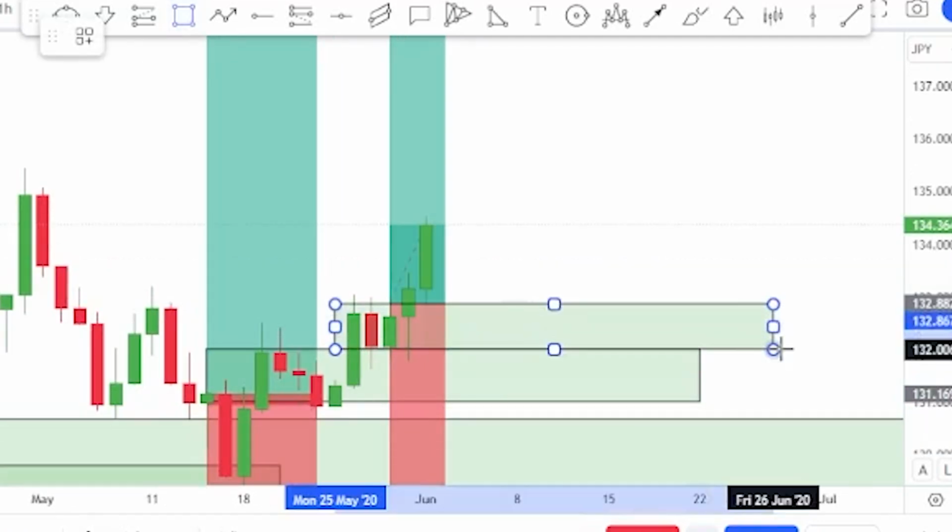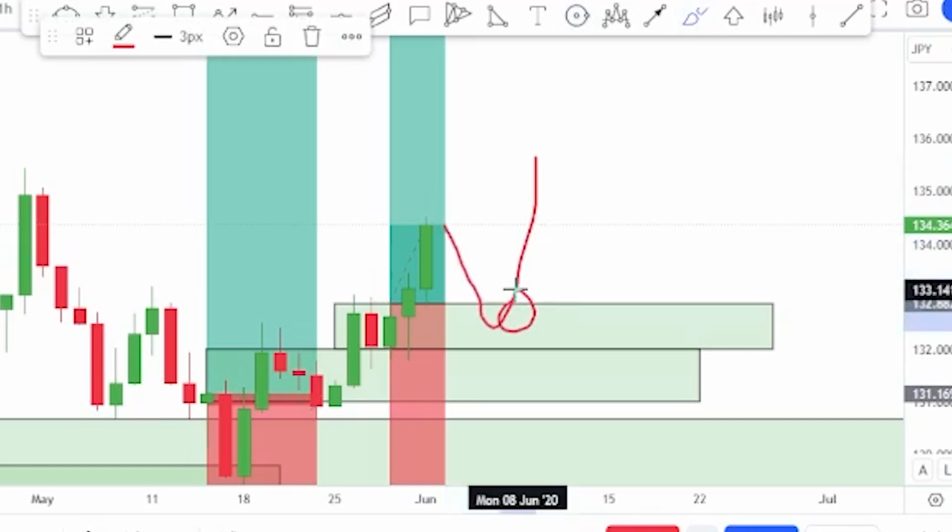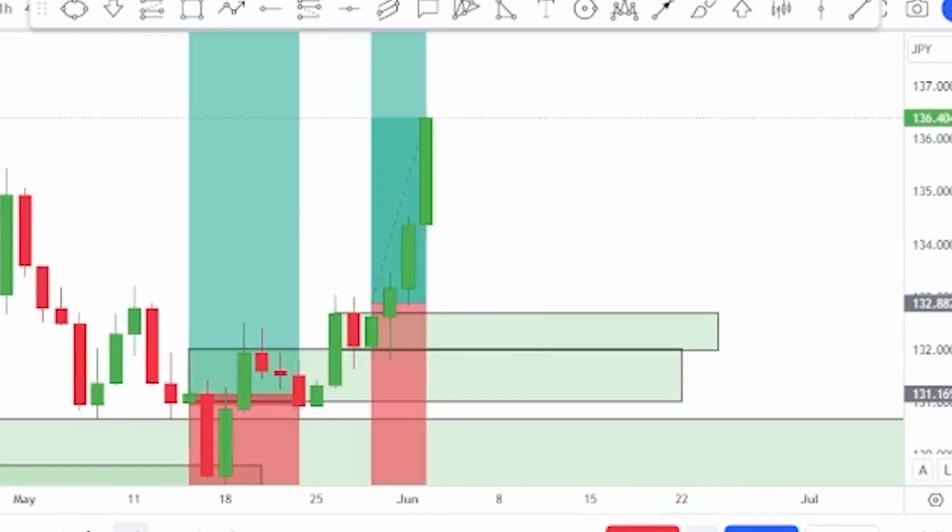This is also another demand area where we can buy from. If the market pulls back from this area, this is where I'm going to be entering from for another opportunity to buy. Okay, the market keeps pushing up.